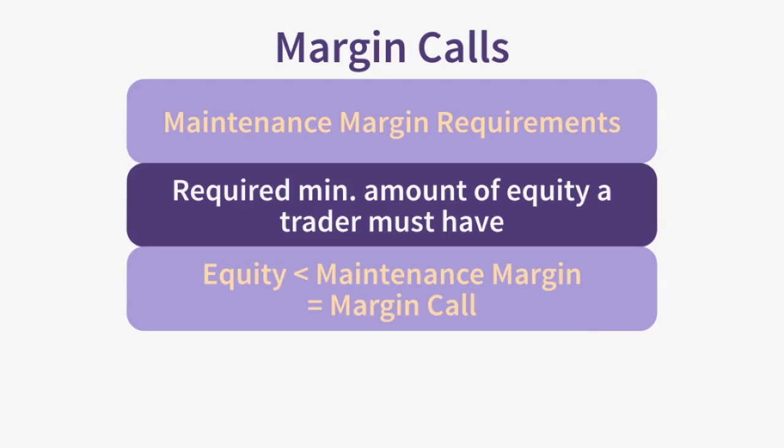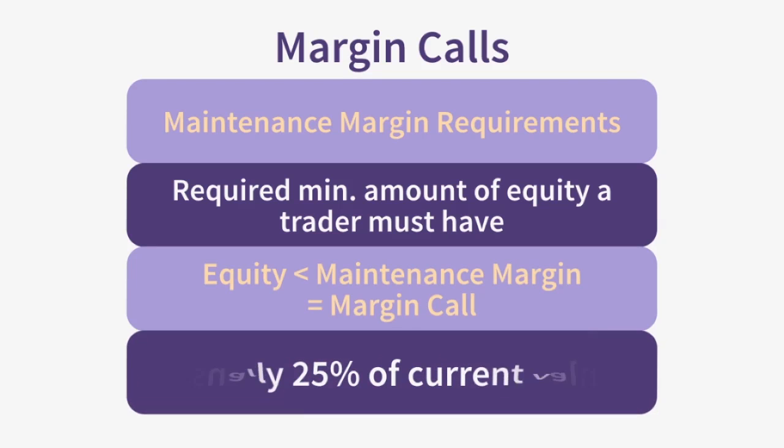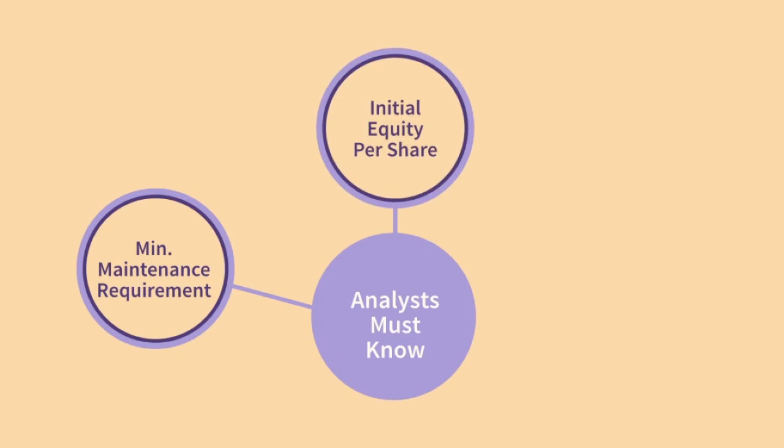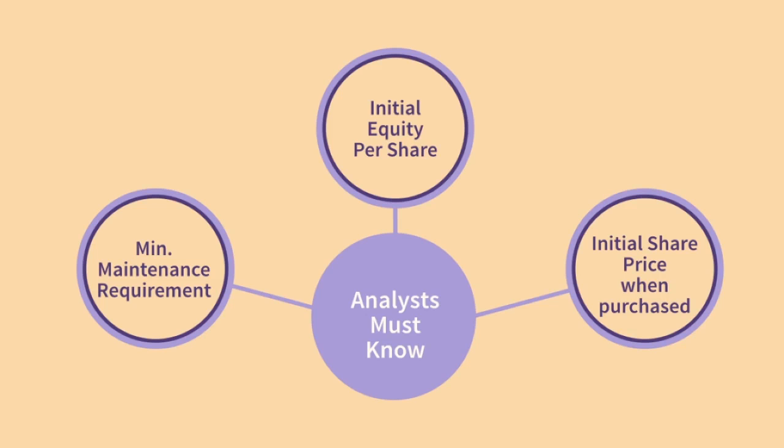Generally, maintenance margin requirements are usually 25% of the current value of the position, but can be higher or lower depending on the volatility of the security. In order to calculate when a margin call would occur, analysts must know the minimum maintenance requirement, initial equity per share, and the share price when the purchase was made.